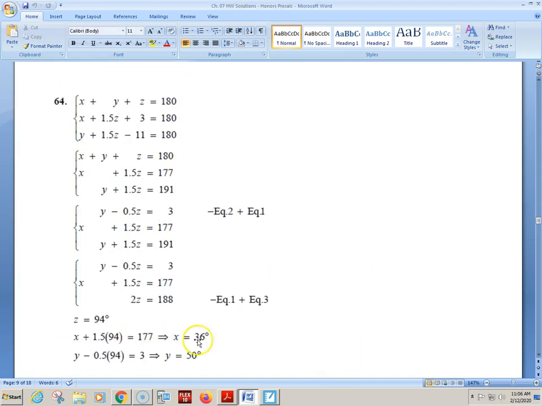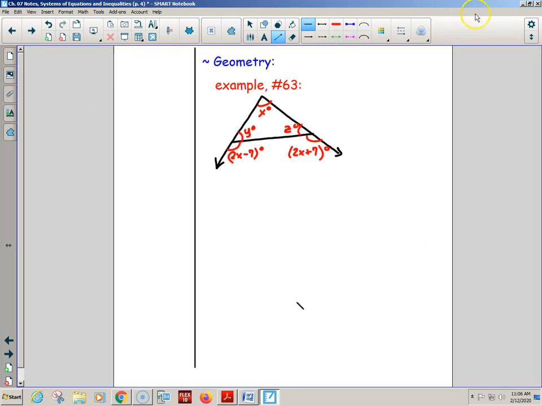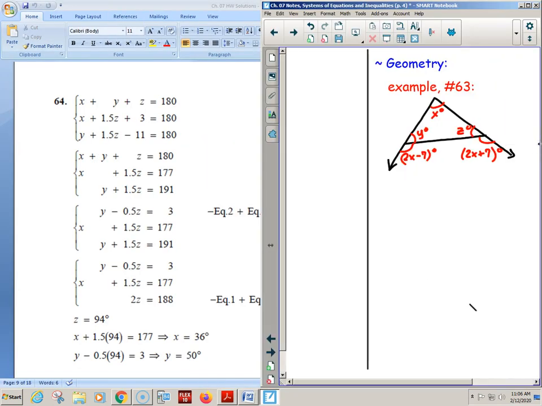64. You end up with Z equaling 94 degrees, X equaling 36 degrees, and Y equaling 50 degrees. Now this one's kind of crazy because technically there was an example in the notes we didn't get to. But I kind of thought that maybe you guys would be just fine without me covering it, because what did you have to be able to do if you saw a picture like this? What makes 180? X, Y, Z. What else makes 180? Supplementary. So what could you do?